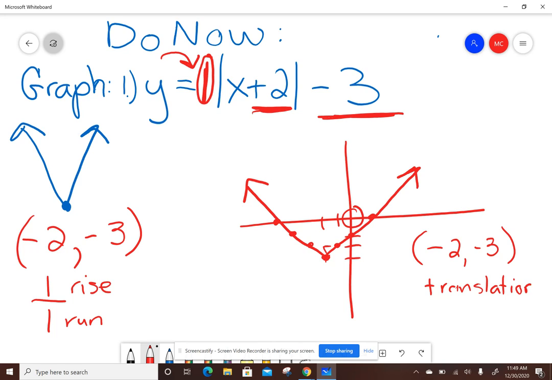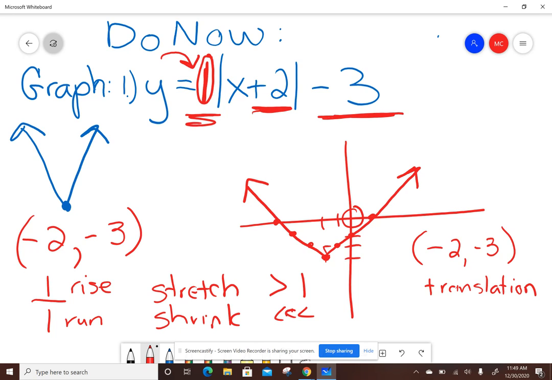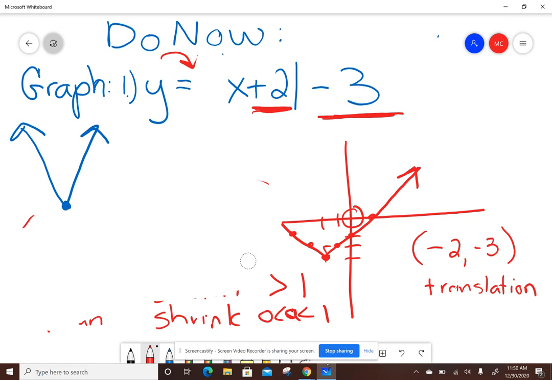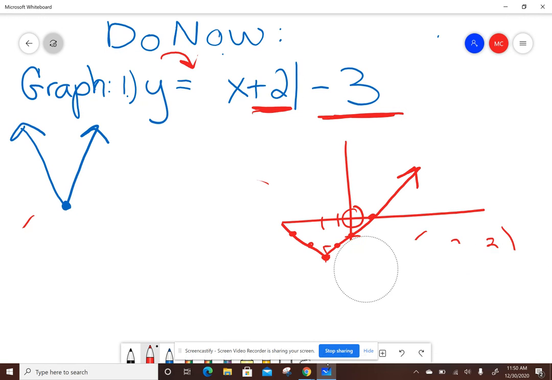Now, it's not a stretch, because to be a stretch, the number outside the absolute value would have to be greater than 1. 1 is not greater than 1. To be a shrink, it would have to be in between that multiplier 0 and 1. 1 is not in between 0 and 1. And to be a reflection, or for it to face upside down, the number in front would have to be negative. In this case, it wasn't negative, okay? So the only type of transformation that occurred was a translation.